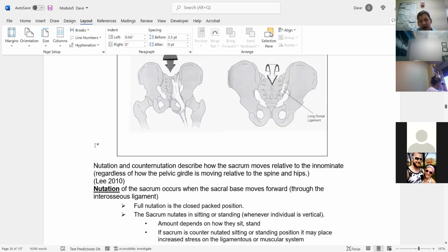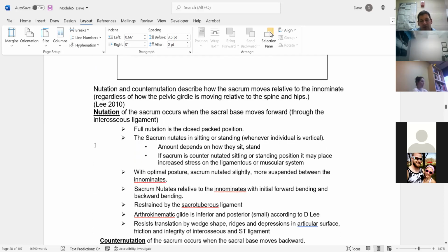But some simple facts on this are, do you remember which position is closed pack position, or can you read? Tanner could see it there. That full nutation is the closed pack. Yeah. So that's a position of stability.